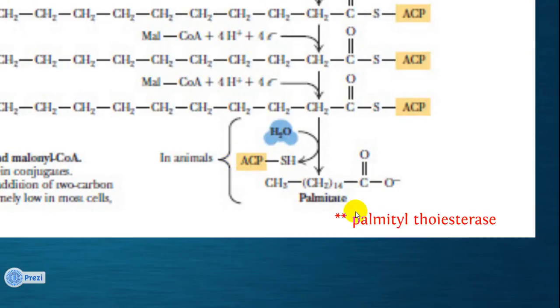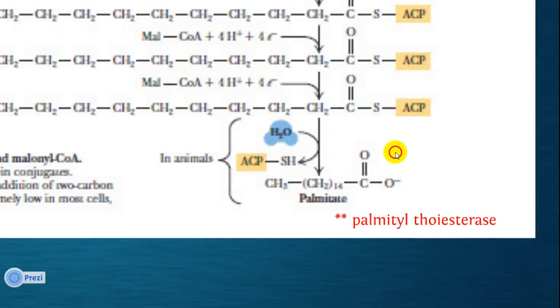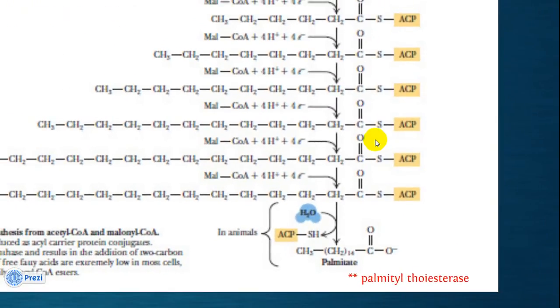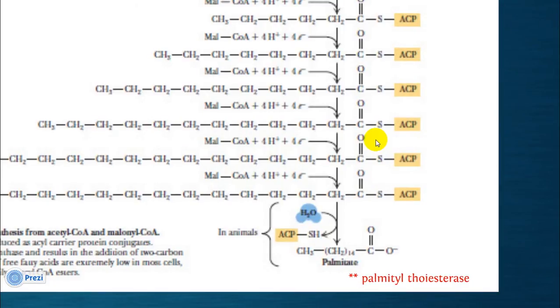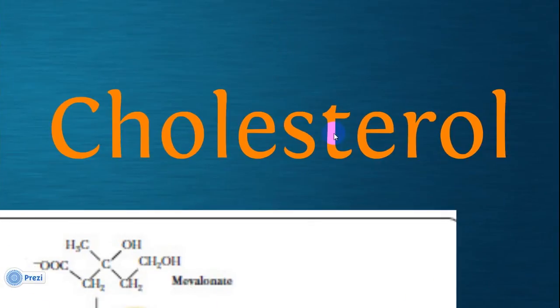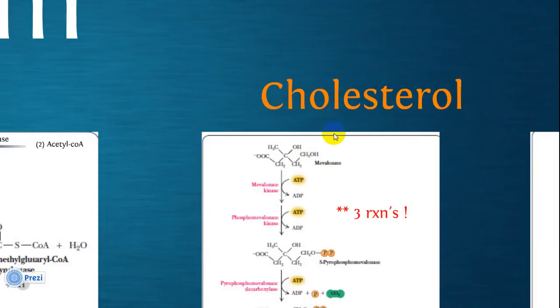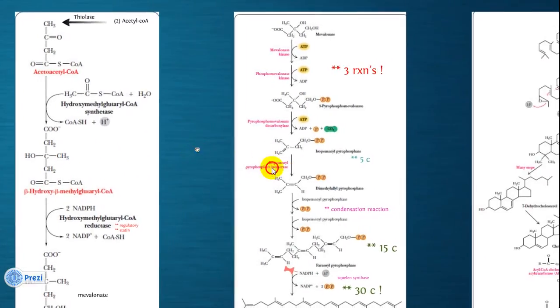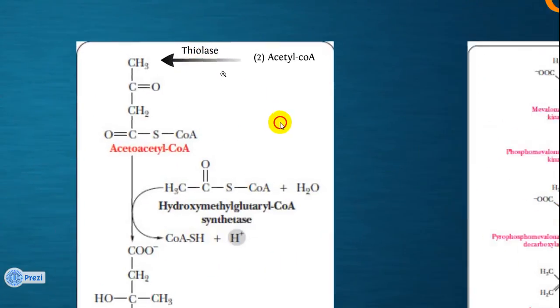In animals, the hugest fatty acid that we can make is palmitate. In the end, an enzyme called palmityl thioesterase will remove the ACP. So the idea of making lipid: first thing you need to make the primer, second thing you need to add carbon atoms to this primer. Now we will talk about the anabolism of cholesterol. It's a huge pathway, so I divide it into 3 pictures. So let's begin with the first one.